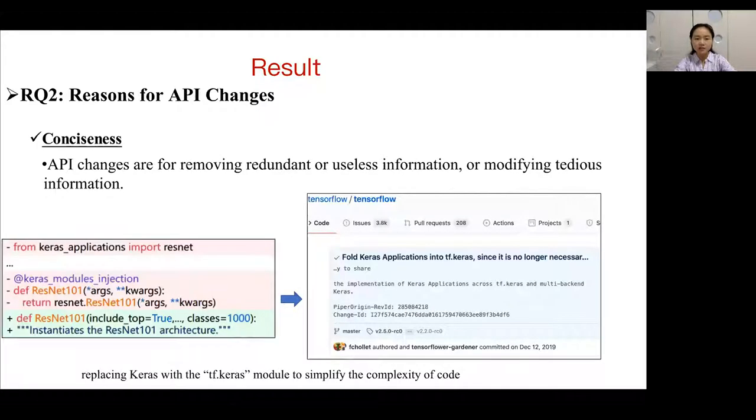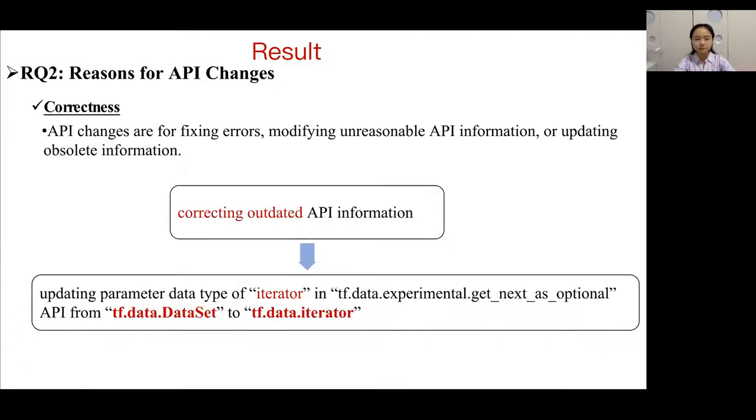The conciseness means APHs are for removing redundant or useless information or modifying tedious information. For example, API developers replace the curves with the TF point curves module to simplify the complexity of code.